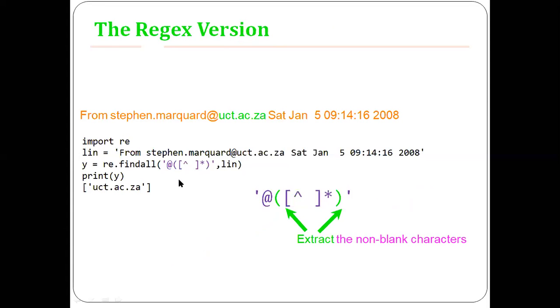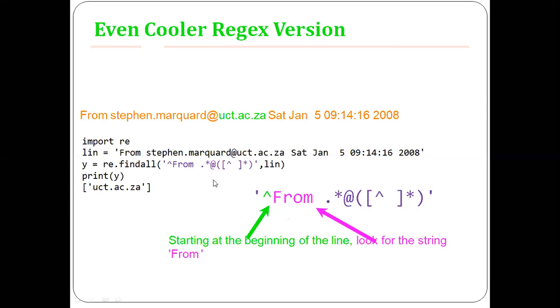The difference between the first one and the next one is that in the first case we are extracting any non-white space characters, provided they are preceded by the at sign, no issues. But in the next case we are expanding our match, stating that your line must start with from, followed by any number of characters, followed by at, followed by non-white space characters, which is repeated 0 or more times. Only extract those strings. So with that, your output looks something like uct.ac.za.